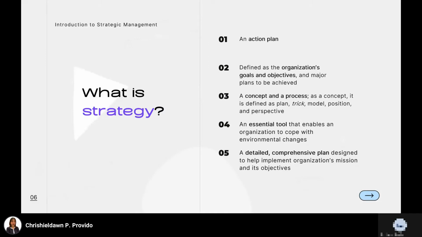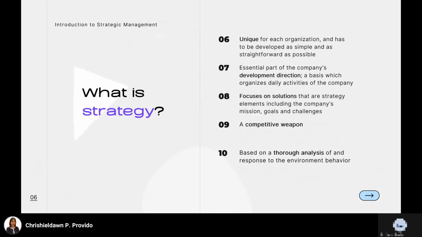It has to be included in all levels of management. Also, each organization has its own unique strategy. It has to be developed simple and straightforward, otherwise it will be difficult to implement. It is described as an essential part of the company's development direction, a basis which organizes daily activities of the company. Moreover, it focuses on solutions that are strategy elements, which include the company's mission, goals, and challenges.